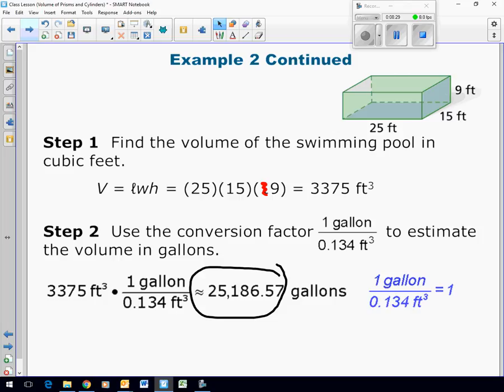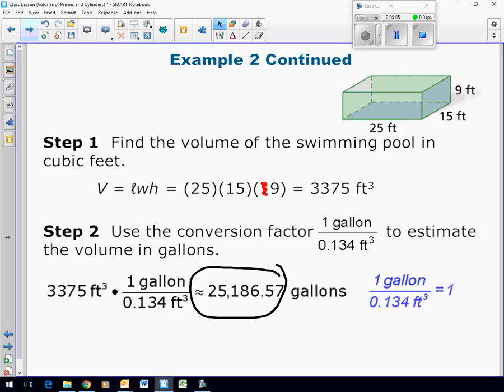Step 2. Here's what you've got to do. You want to eventually convert from cubic feet to gallons. So we're going to use our conversion scale. Y'all have heard of this before, right? 1 gallon is approximately 0.134 cubic feet, which means that if I have 3,375 cubic feet, and I multiply that times my conversion, I end up with approximately 25,186.57 gallons.